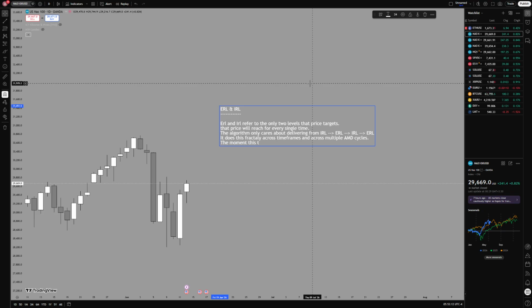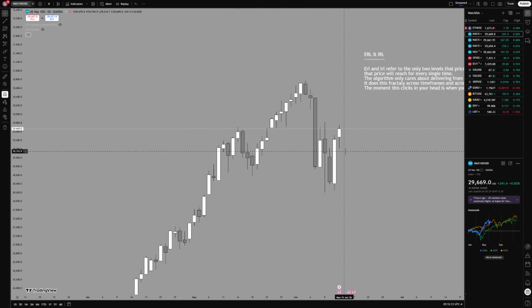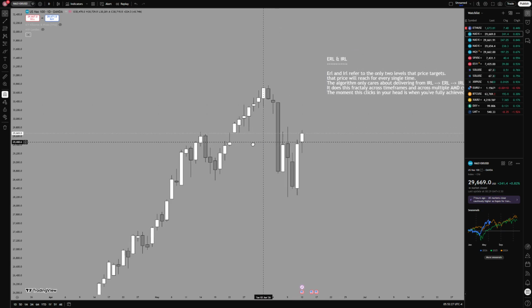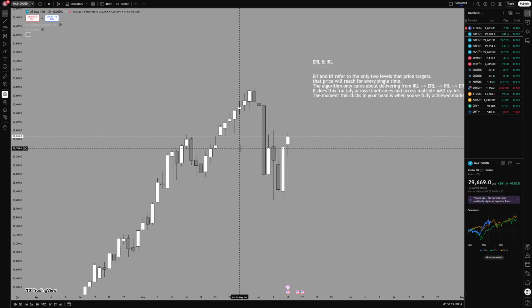The moment this clicks in your head is when you've fully achieved market mastery. So let's go on the chart real quick and analyze this piece of price action. Everything that the market does is order flow mixed with premium and discount, all right? And I think that's pretty obvious for you. I believe that is pretty obvious, right?